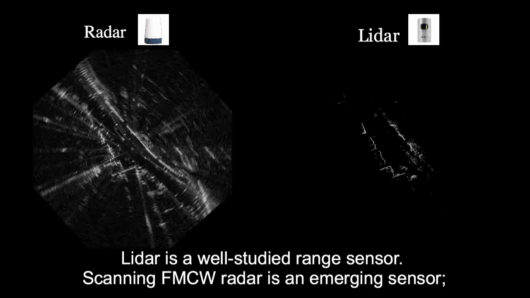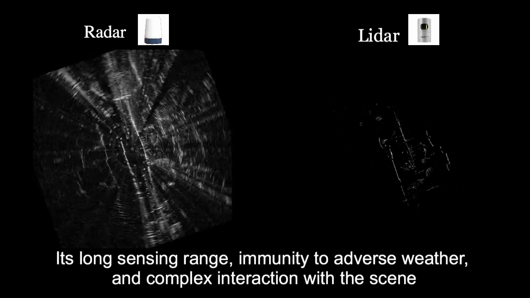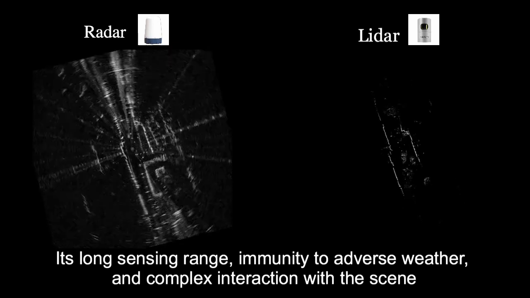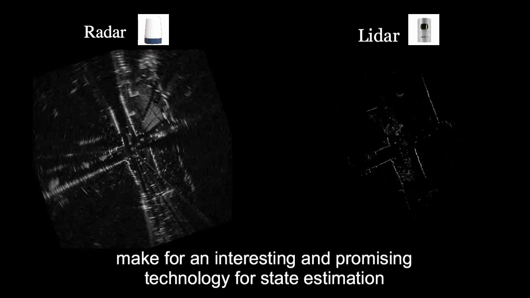LiDAR is a well-studied range sensor. Scanning FMCW radar is an emerging sensor. Its long sensing range, immunity to adverse weather, and complex interaction with the scene make for an interesting and promising technology for state estimation.